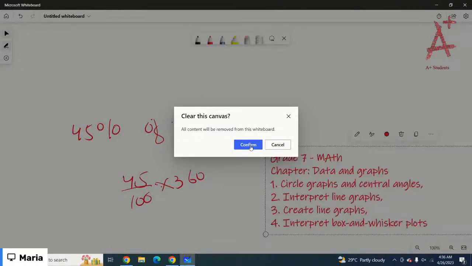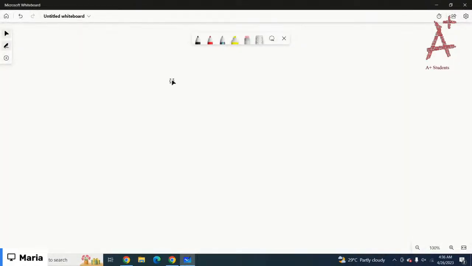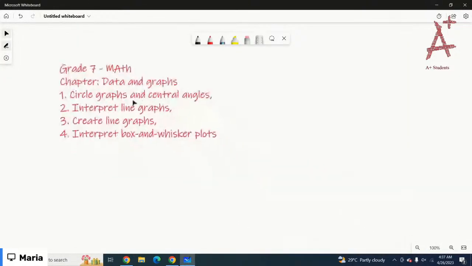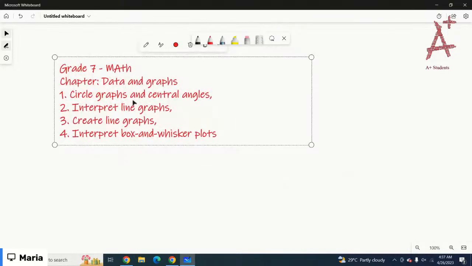So we're working on grade 5 maths. Sorry, we're working on grade 7 maths. The chapter we're working on is data and graphs. And the lessons we have covered today are circle graphs and central angles, interpret line graphs, create line graphs, interpret box and whisker plots. So please make sure before the next session you complete all the test questions for the lessons we did today.